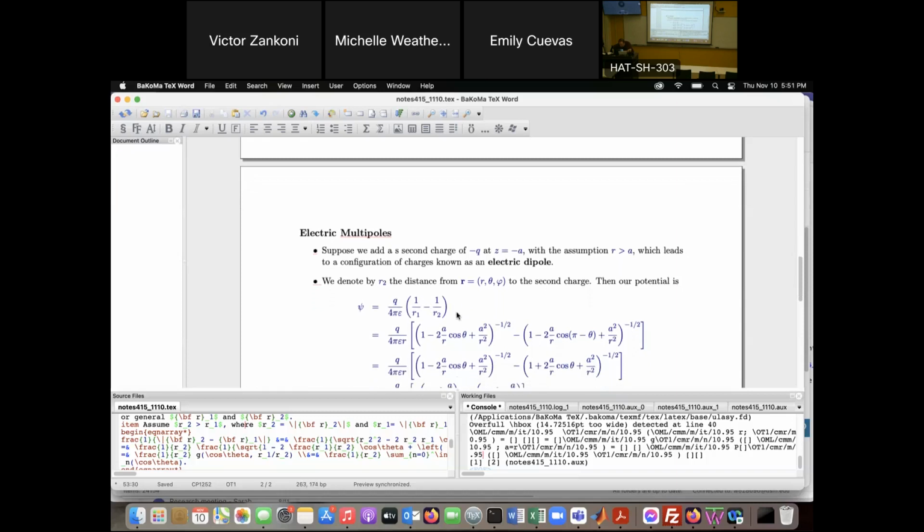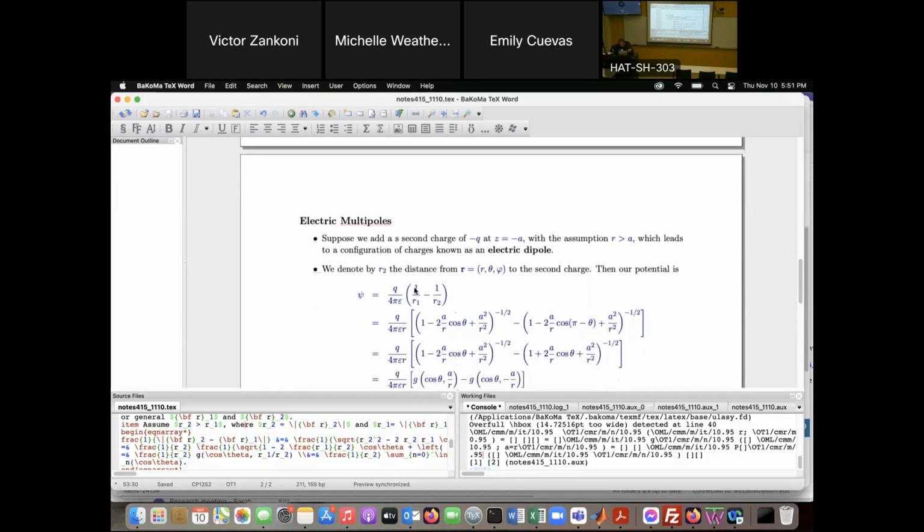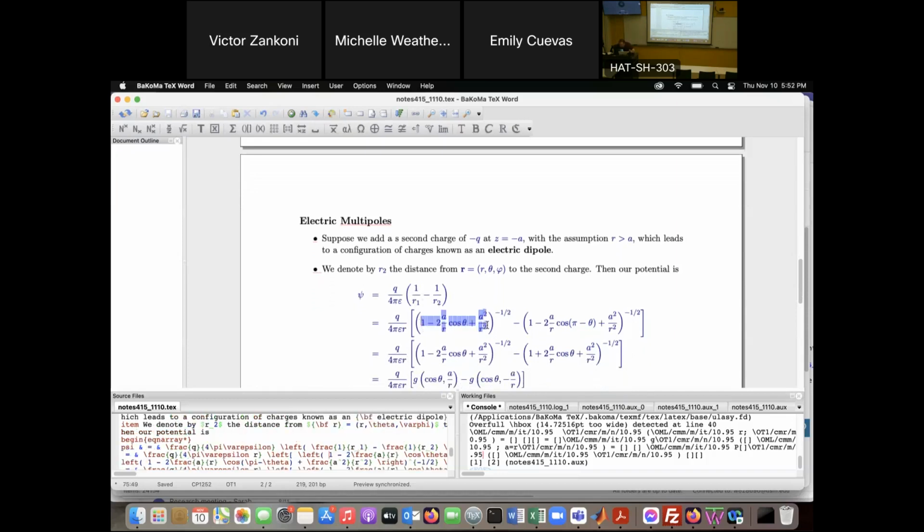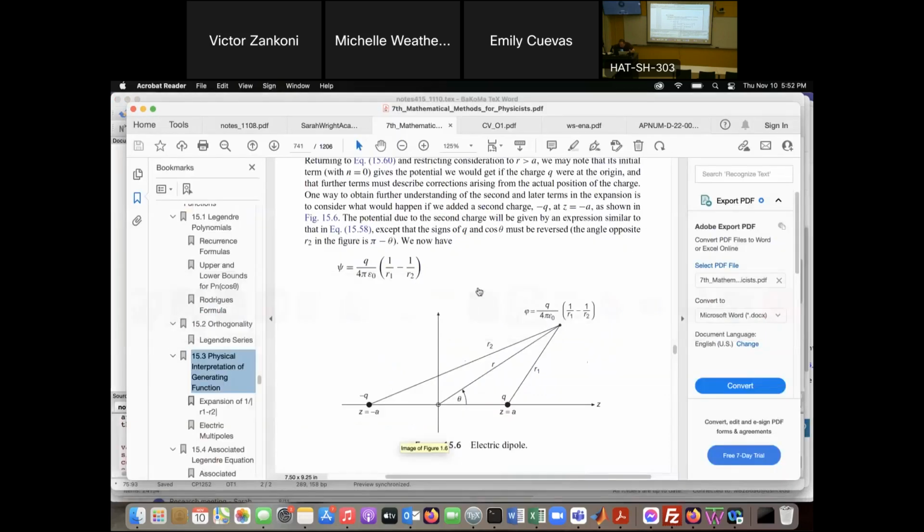Now, what I do here is, again, express these using the law of cosines. This is the same expression that we had before for the first charge, where I pull out the r's, now I have this. And we go back to the picture. So theta is the angle that we have here, through which we use the law of cosines to get R1 in terms of R and A.